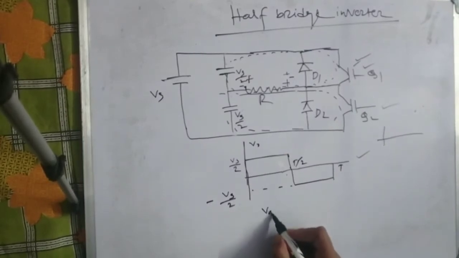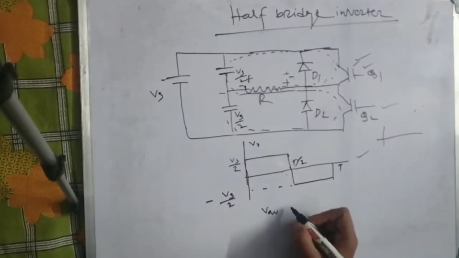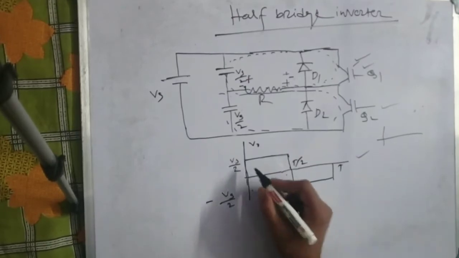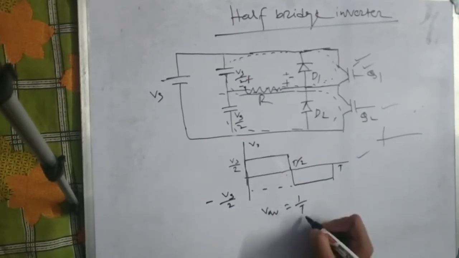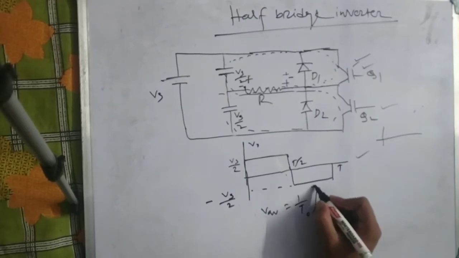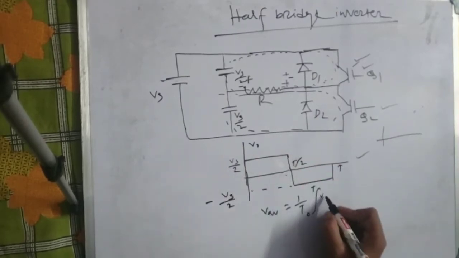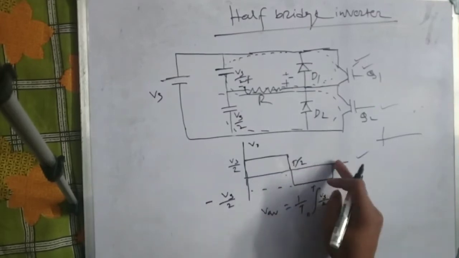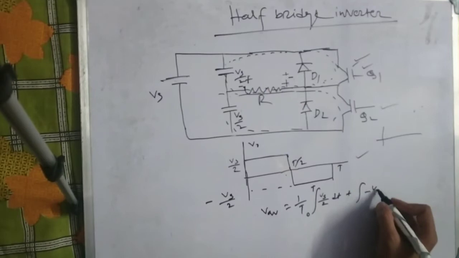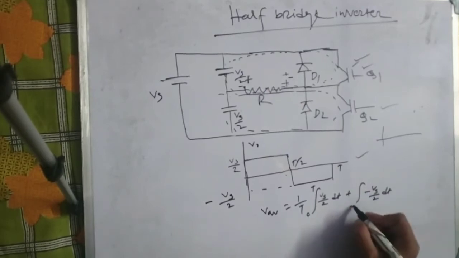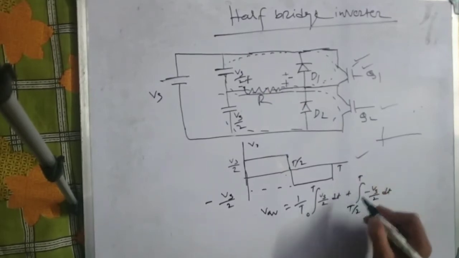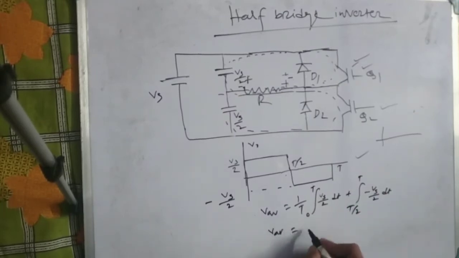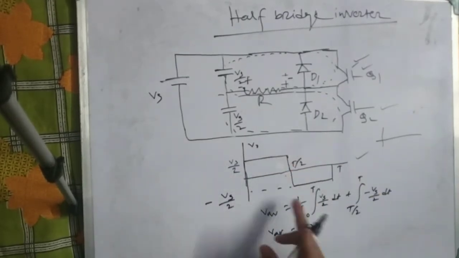We have already calculated the average value of many waveforms. Average equals 1 by T, integral from 0 to T by 2 of Vs by 2 dt, plus integral from T by 2 to T of minus Vs by 2 dt. If we integrate, we get V average equal to 0. So the average value is 0, so this is not a DC waveform.